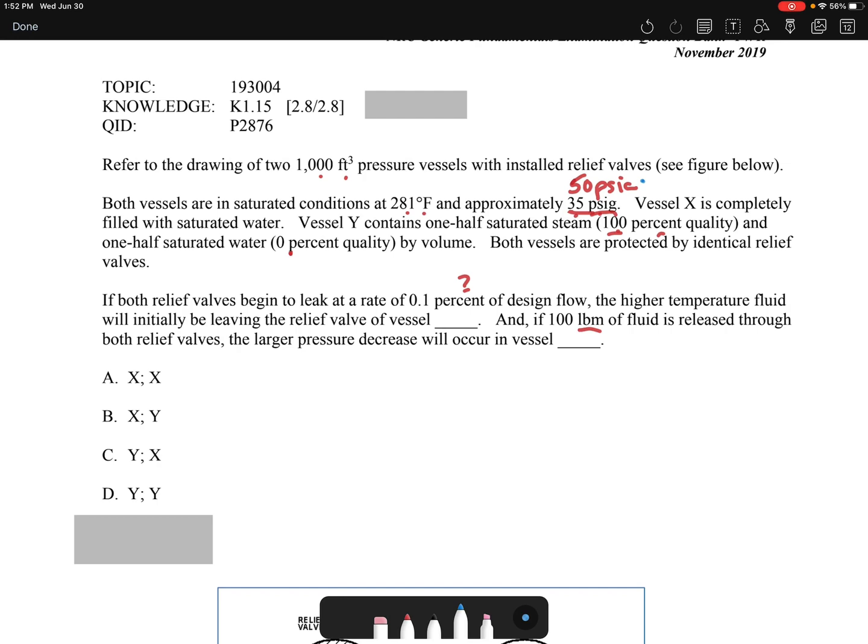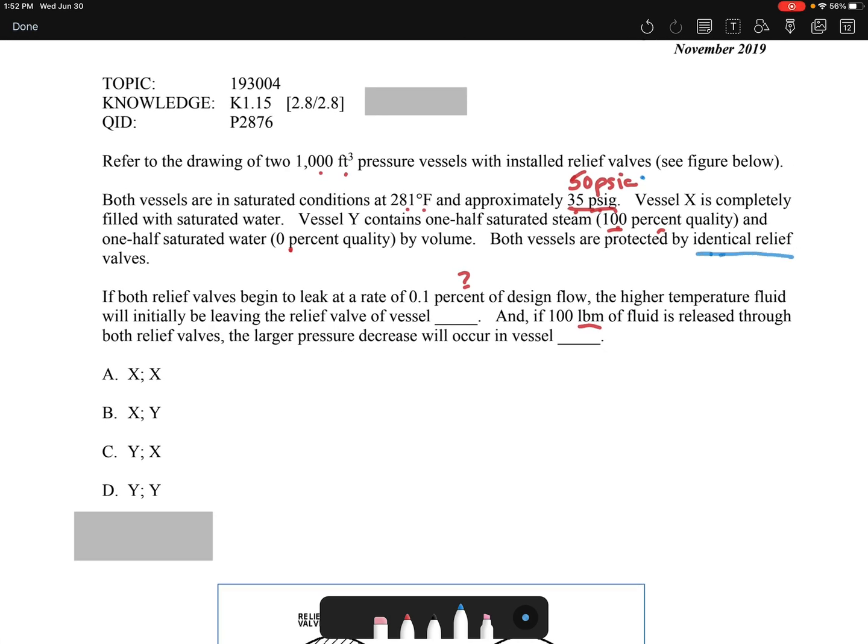Both vessels are protected by identical relief valves. So identical relief valves. That's good. If both relief valves begin to leak at a rate of 0.1% of design flow, I'm not sure that means anything other than they're both leaking at the same rate. The higher temperature fluid will initially be leaving the relief valve of vessel blank, and 100 pounds mass of fluid is released through both relief valves. The larger pressure decrease. All right, cool.